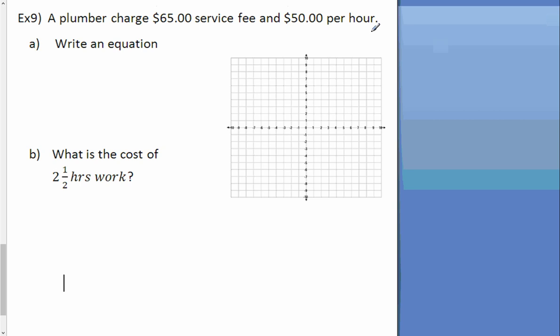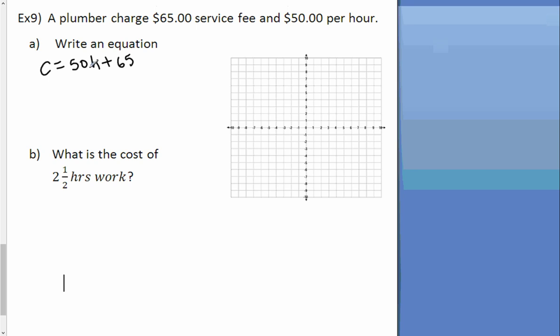So let's try that. Well, if we think about this, how much it costs, we'll call it C, is equal to, what does he charge us? He charges $50 per hour, so $50 per hour plus, and I hope you know what a service fee is, but it's a one-time fee. How many times are they charging you the $65? Well, only one time. They're charging you $50 for every hour, but they're only charging you the $65 once.